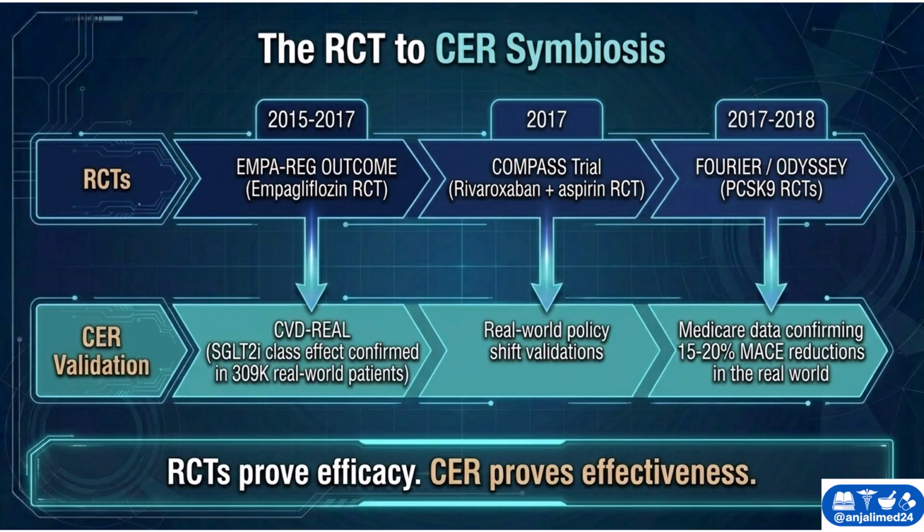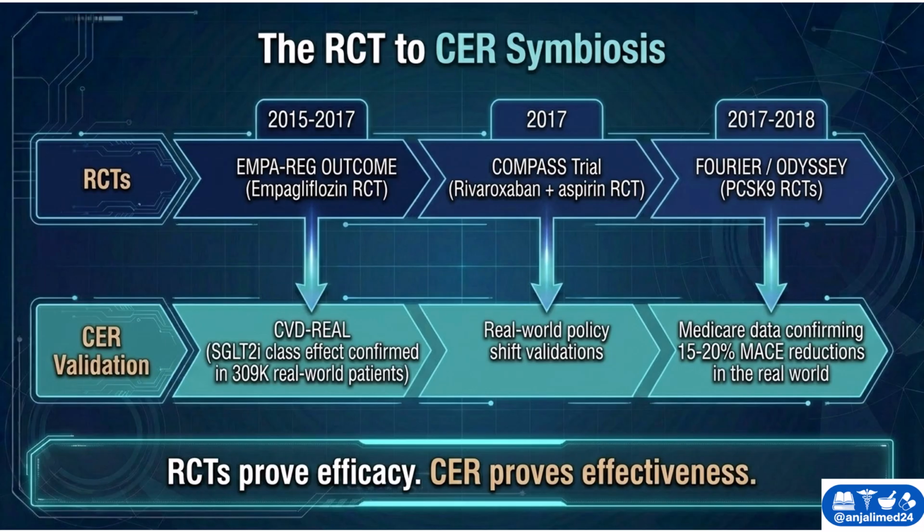One of the biggest misconceptions in medical research is that randomized controlled trials and comparative effectiveness research compete with each other. In reality, they work together. They are complementary systems in the modern evidence ecosystem. RCTs are designed to establish efficacy under highly controlled conditions. They answer the question, can this drug work under ideal circumstances? CER, on the other hand, answers a different question. Does this therapy still work in the complexity of real world clinical practice?